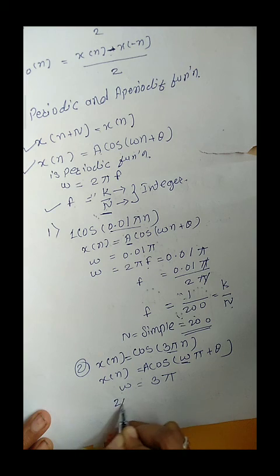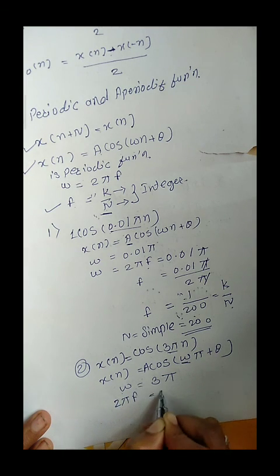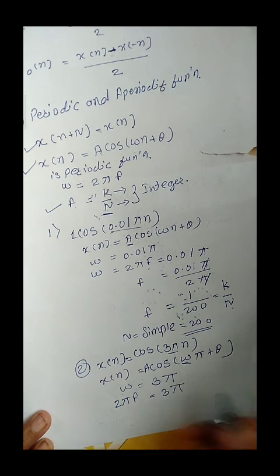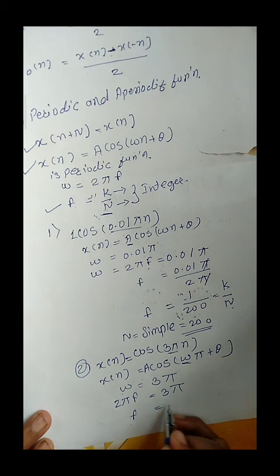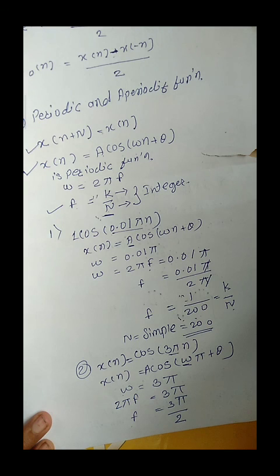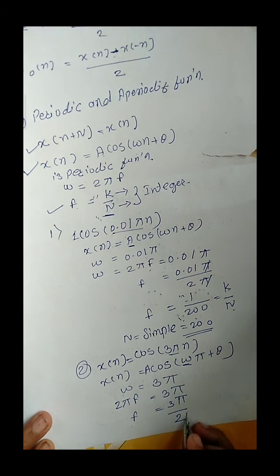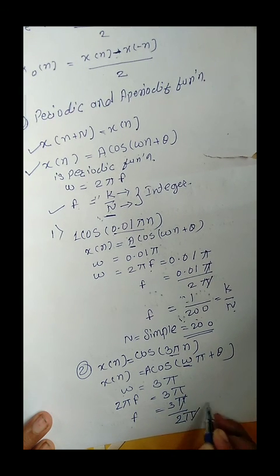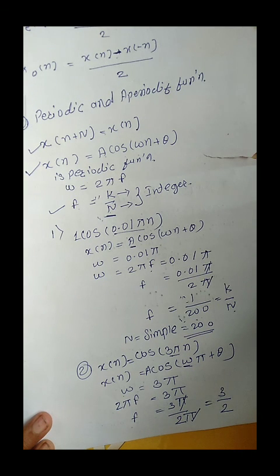Omega is equal to what? 2 pi f is equal to 3 pi. F is equal to what? 3 pi upon 2 pi. These two get cancelled. The answer is 3 by 2.